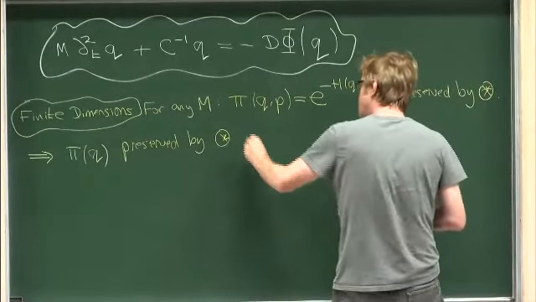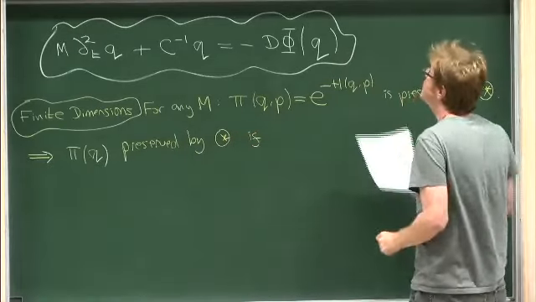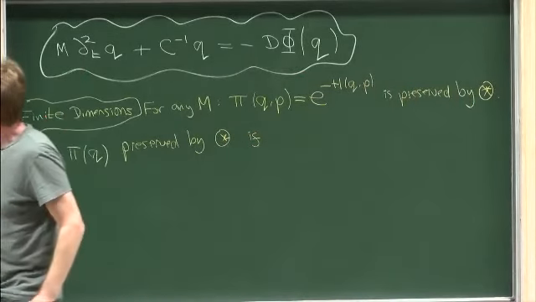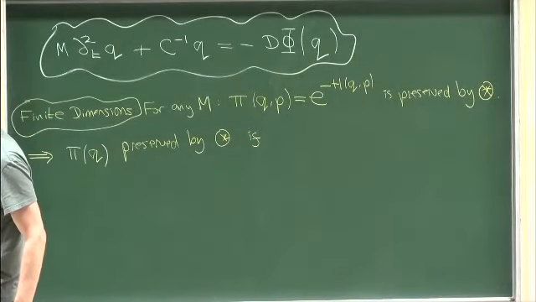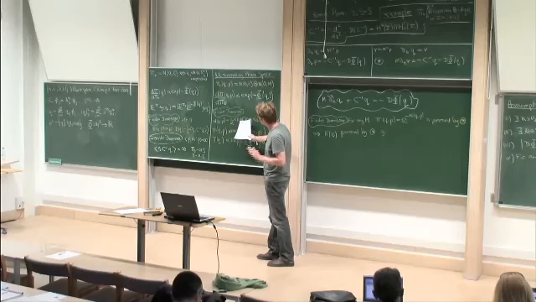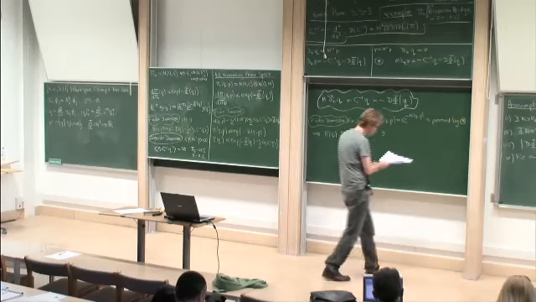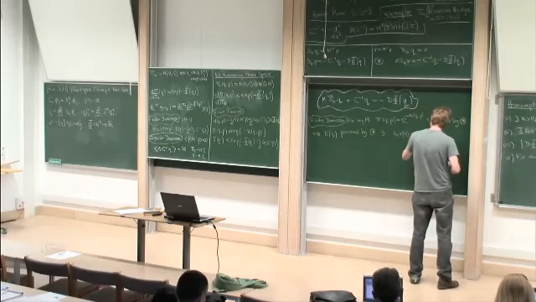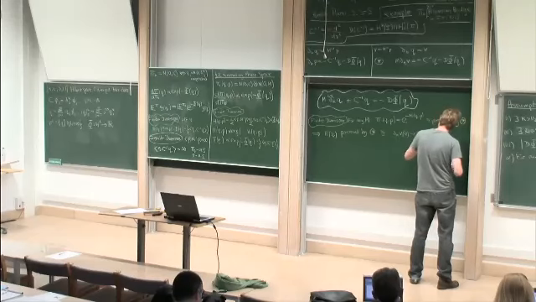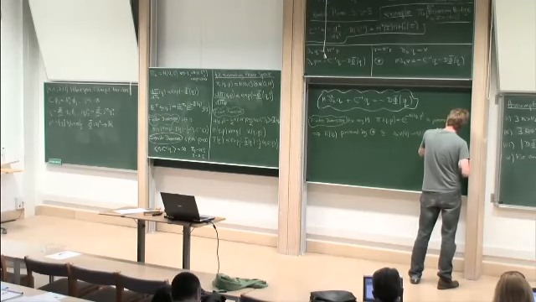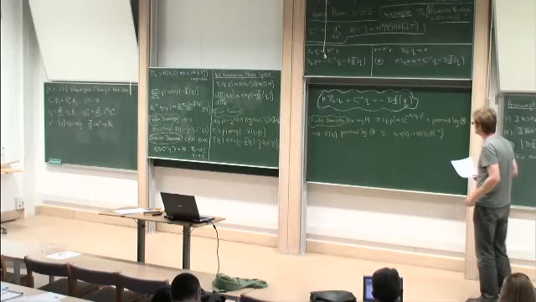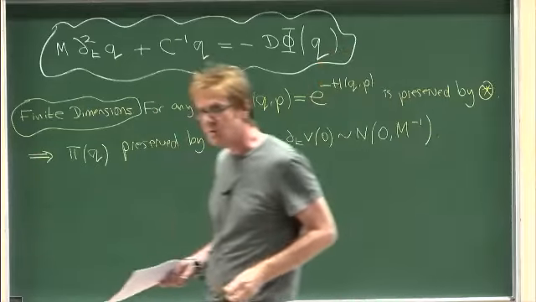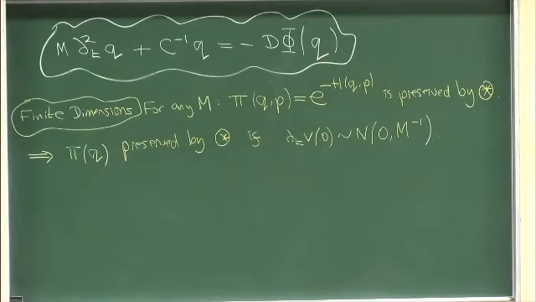So this is preserved by star if we choose the initial momentum to be a Gaussian with covariance operator m. That means the initial velocity, and I would like to write it in terms of velocity for reasons that will become clear, has to be chosen from a Gaussian which has mean 0 and covariance operator m inverse. Okay, everything I've written there is true for arbitrary m.